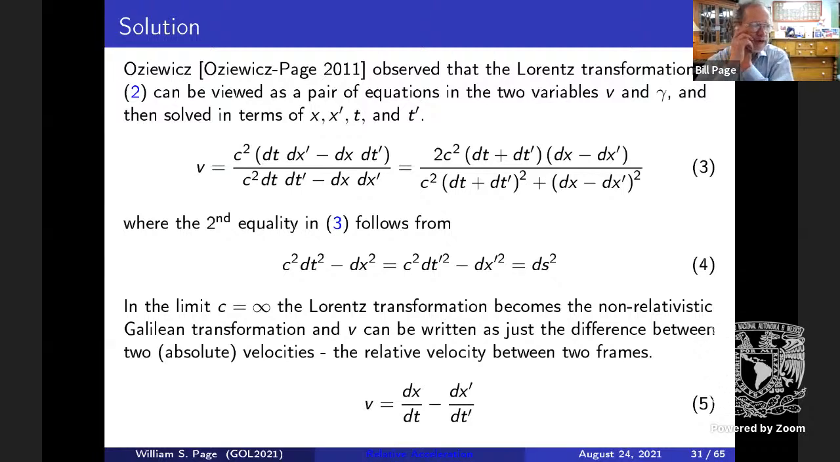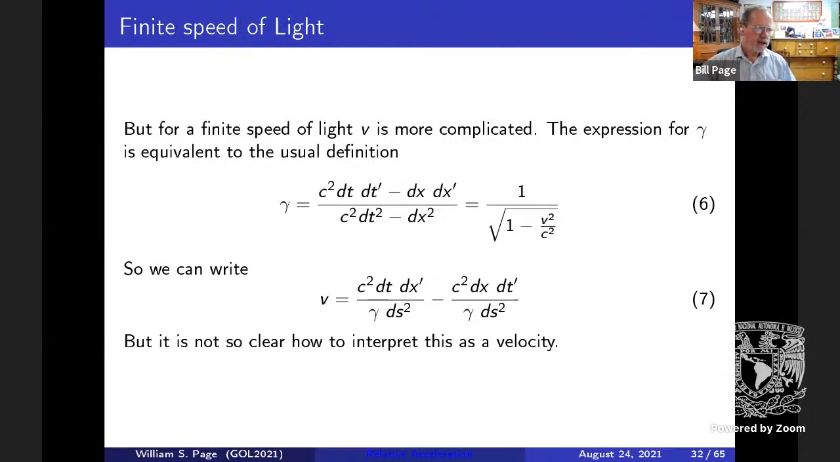So we get this expression 3 here, which is expressed in terms of the differentials related to 2 coordinate systems. And this expression does not have the form that you would expect velocity to have, except in the Galilean limit. In the non-relativistic limit, it actually looks like the difference of 2 ordinary velocities. But for finite speed of light, we get something rather different, something that we can't easily reduce just to a difference of 2 velocities.